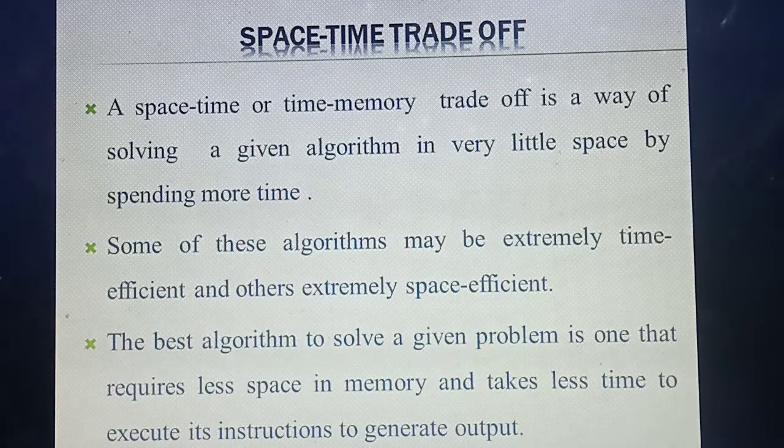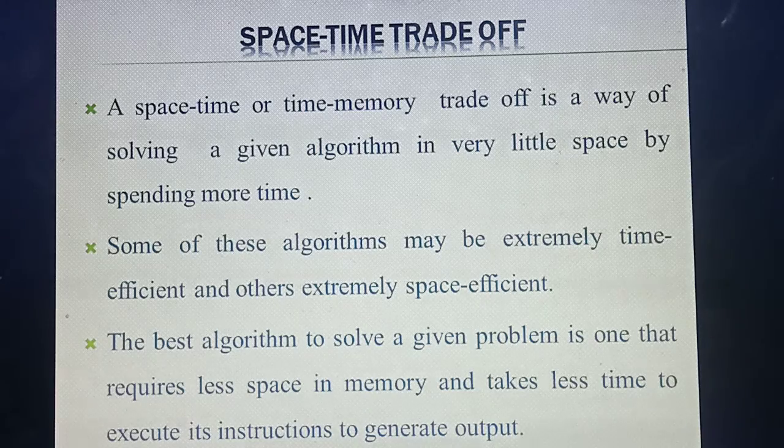Next one is the space-time trade-off. Okay, space and time, you have already studied the space factor and the time factor. So the space-time trade-off means, if you are saying the particular algorithm is an efficient or good algorithm, how can we say it? It will take only a little space by spending more time. We can say the algorithm is efficient when it takes only less memory space to store by spending more time. So different factors are there.